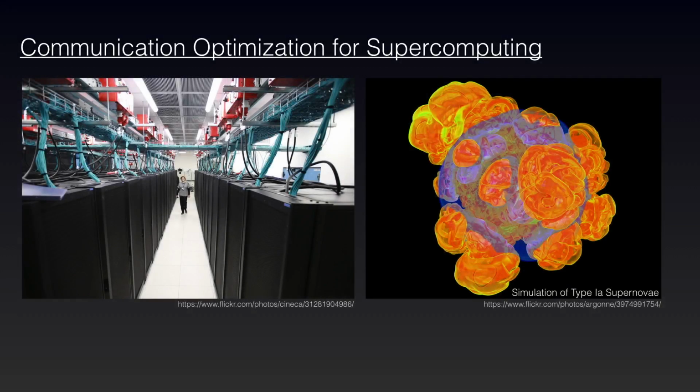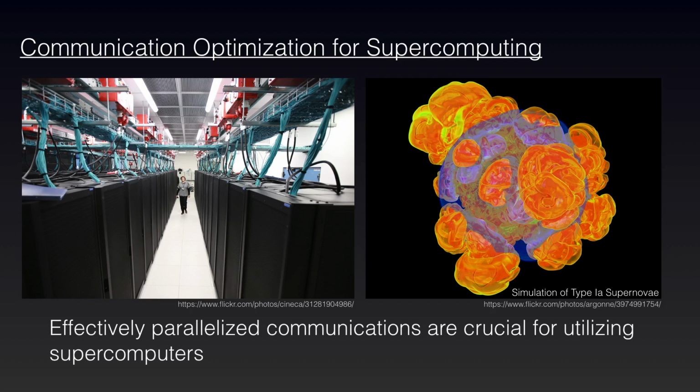Today's top supercomputers have hundreds of thousands of nodes and sophisticated low-diameter interconnects between these nodes. These powerful machines can help us solve complex problems in science and engineering. However, fully utilizing their computational throughput requires effective parallelization of the application software that executes on these supercomputers.